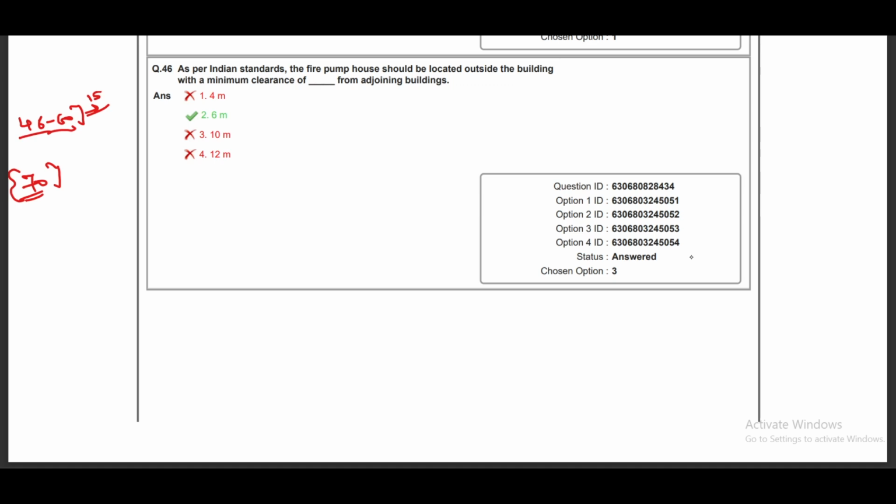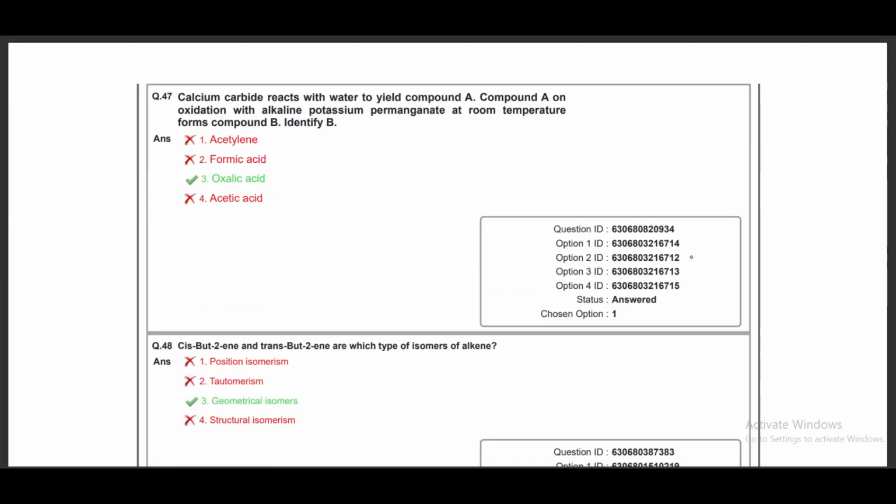So the next question is, as per Indian standards, the fire pump house should be located outside the building with the minimum clearance of dash from the adjoining building. Some questions are direct, no need to explain. Its answer is 6 meter. As per Indian standard, the fire pump house should be located outside the building with the minimum clearance of 6 meter from the adjoining building. Clear? So let's discuss the next question.